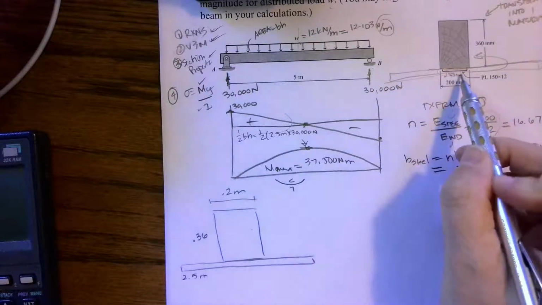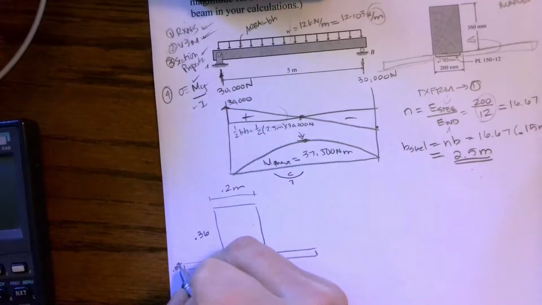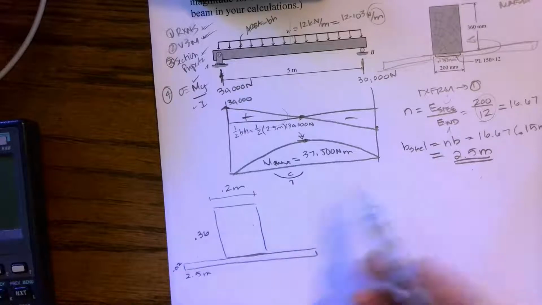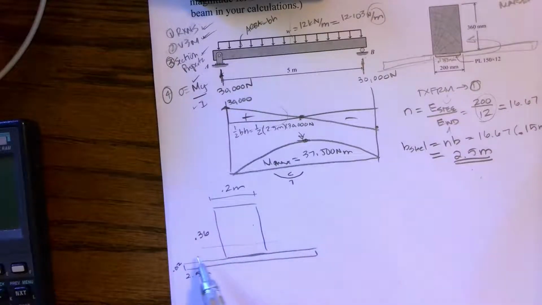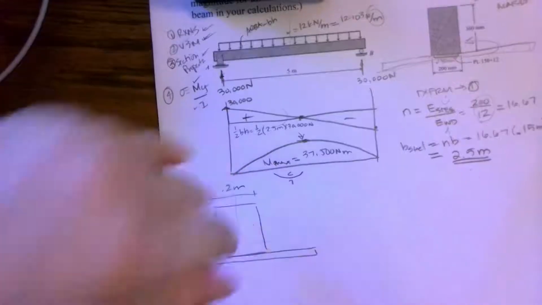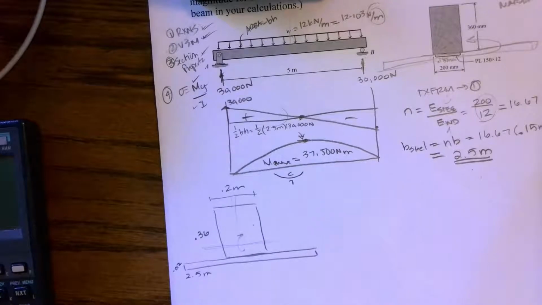We are not changing the height. Okay, so its height is still 0.012 meters tall. If we were bending about a different axis, we would have to change the widths this way, but we're just doing bending about the main axis like that.